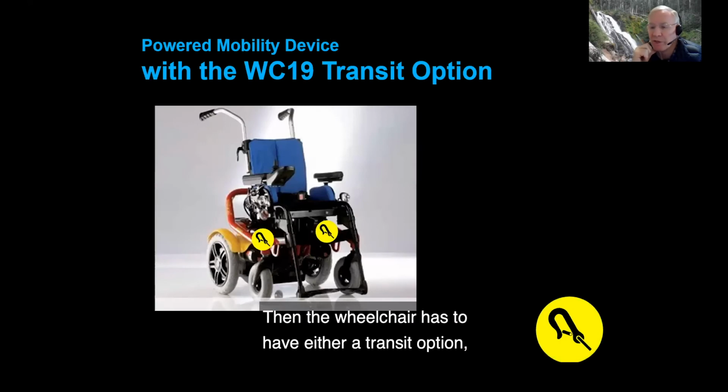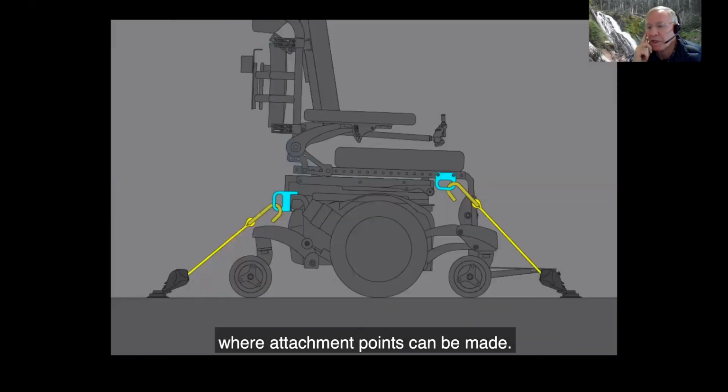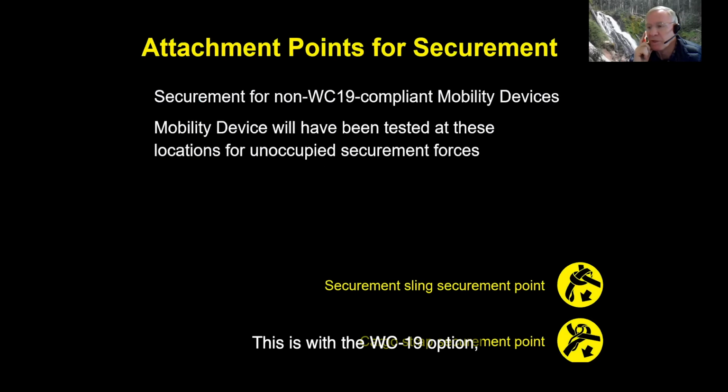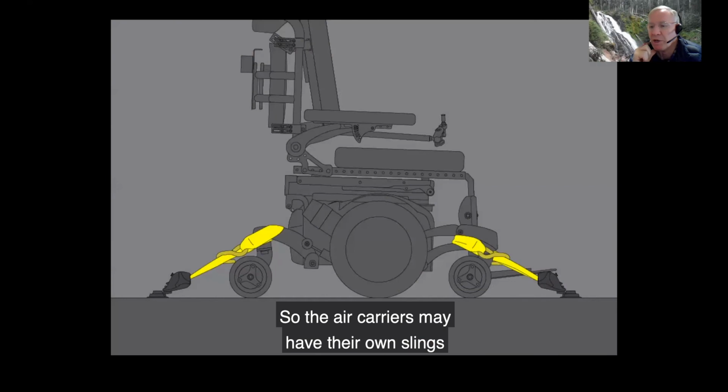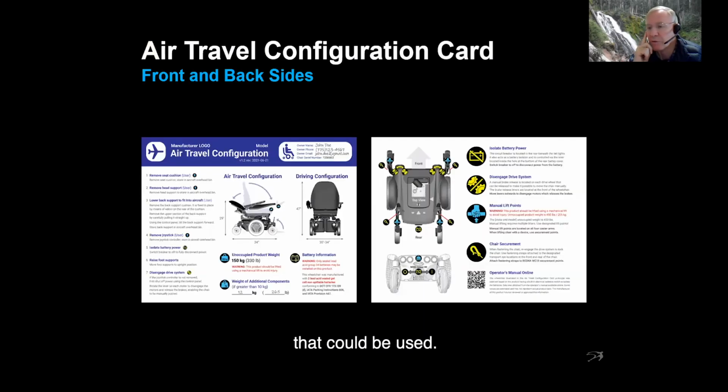Then the wheelchair has to have either a transit option or it has to have locations where attachment points can be made. This is with the WC19 option, and this is with slings being attached to the chair. So the air carriers may have their own slings that would be attached, or there might be slings that the passenger has already for their chair that could be used.